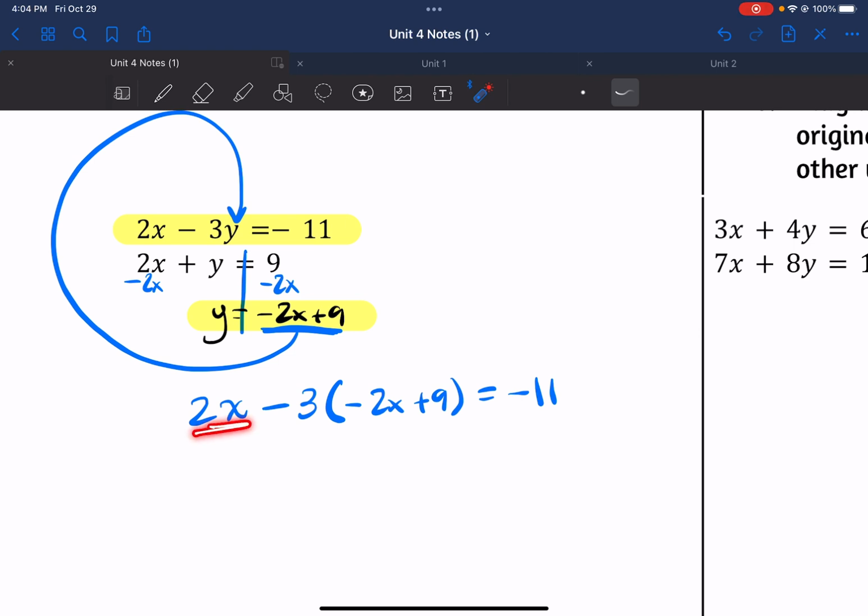Notice we only have one variable. We have x here and we have x here. When I solve this, I'm just going to try to get x by itself, and then I can know what x is equal to.